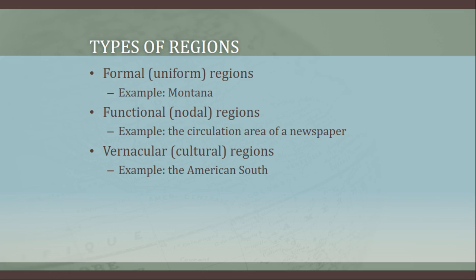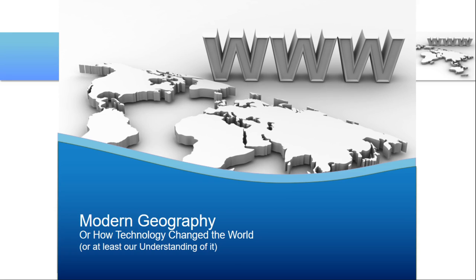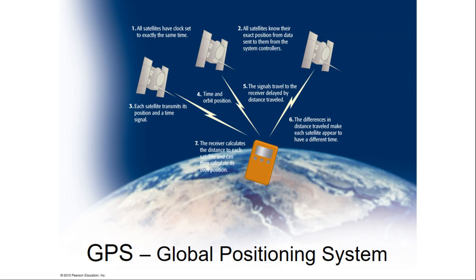You also have cultural regions, and the real name for a cultural region is a vernacular region. The South is a really good example of those, and we'll talk about those a lot as we start talking about culture. Okay. Let's talk a little bit about modern geography, or what I like to say, how technology has changed our understanding of the world, right?